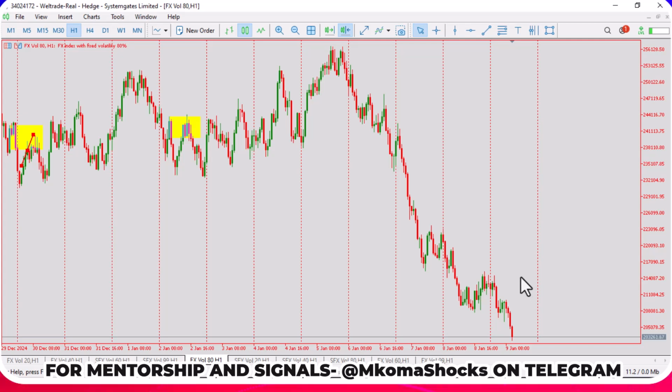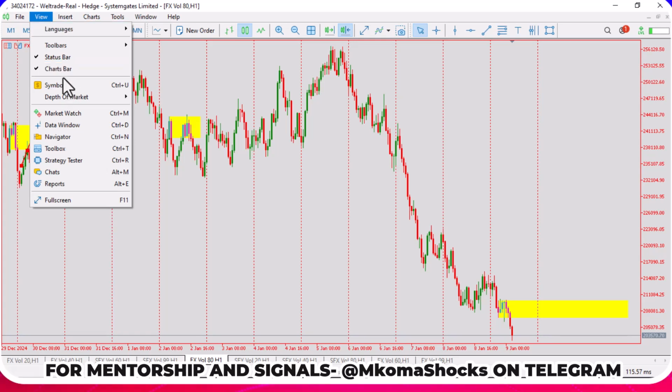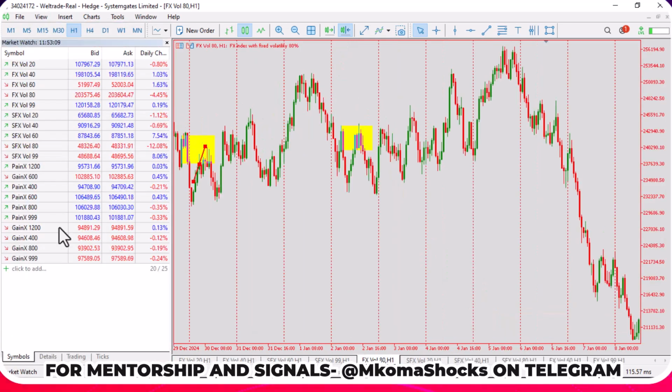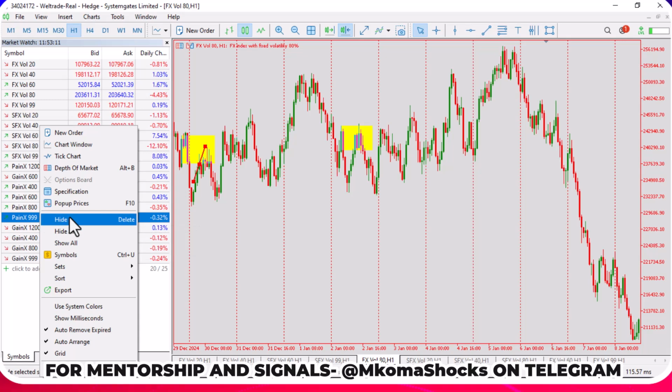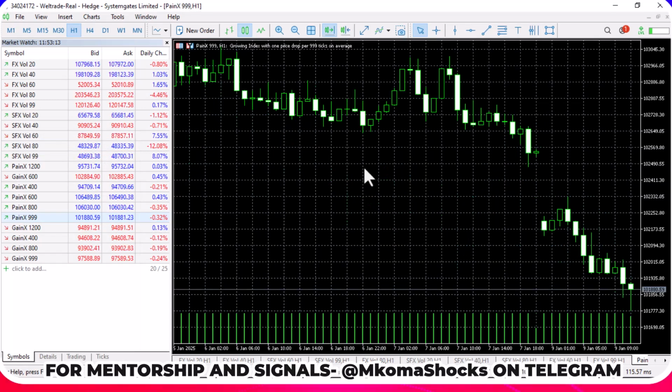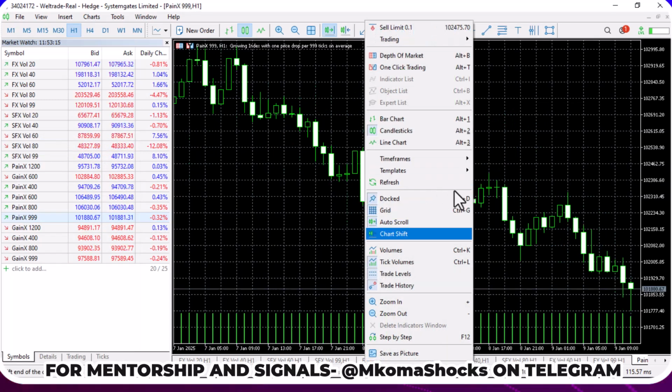And from this same logic, we see that price goes down and pauses at this particular point. So what are you expecting as price comes back to the yellow zone? It's simple. You are expecting price to get back into the yellow zone and go. And remember, on World Trade, we have commodities that look like the boom and crash. And one of those is Pain X 999, and that one is shown here.